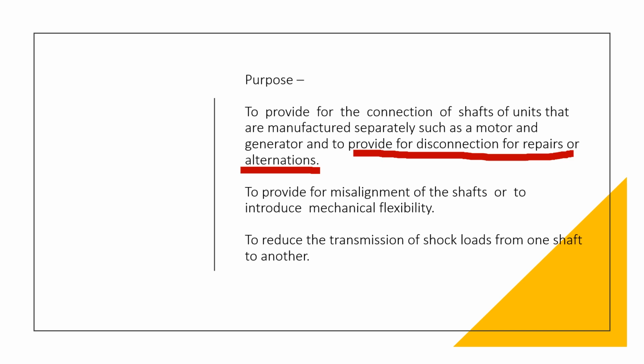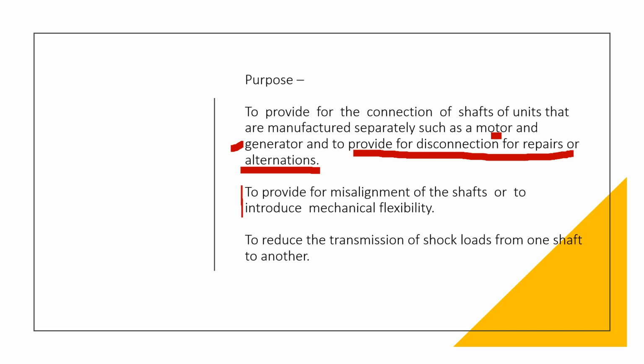So it is a connection between the motor and generator. It is written as generator here, but you can use motors, pumps, driver and driven units. You can make the driver anything. Usually the driver is the motor in most cases, and the driven part is a generator, a pump, or a piston, anything. Another purpose is to provide for misalignment of shafts or to introduce mechanical flexibility.